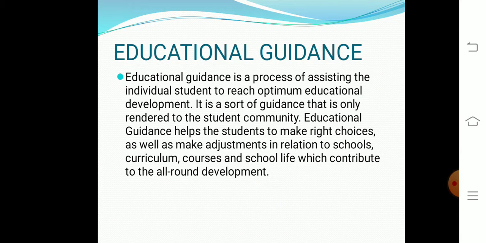Educational guidance. Educational guidance is a process of assisting the individual student to reach optimum educational development. It is a sort of guidance that is only rendered to the student community. Educational guidance helps the students to make right choices as well as make adjustments in relation to schools, curriculum, courses, and school life, which contribute to all-round development.